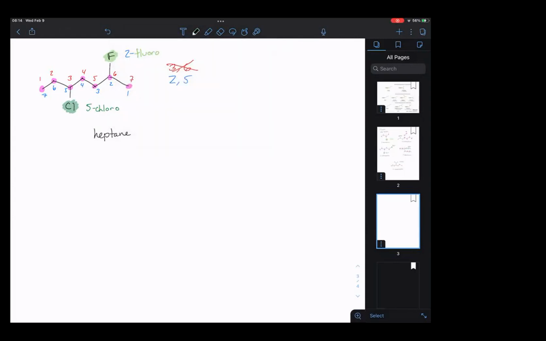So this, because, oh, I lied. I don't know my alphabet. I'm going to list the chloro group first and then the fluoro group, right? Because C comes before F in the alphabet. So even though this one has the higher number, when I go to build my name, I always put them in alphabetical order. So 5 chloro, 2 fluoro heptane.